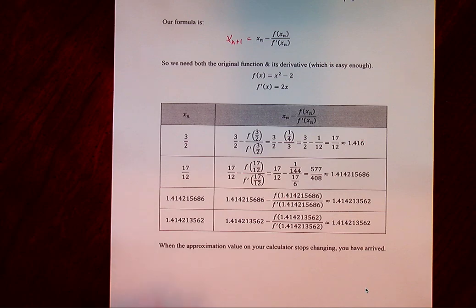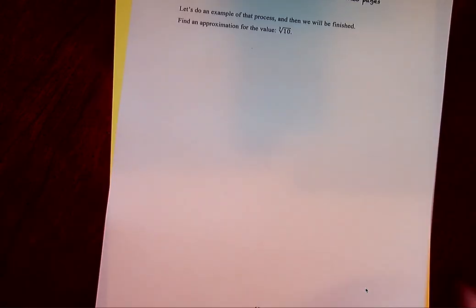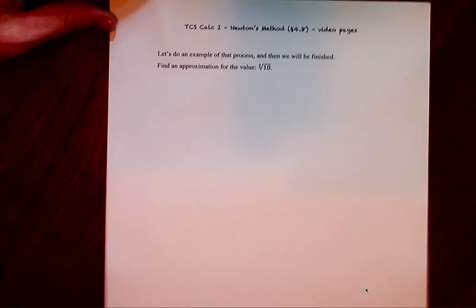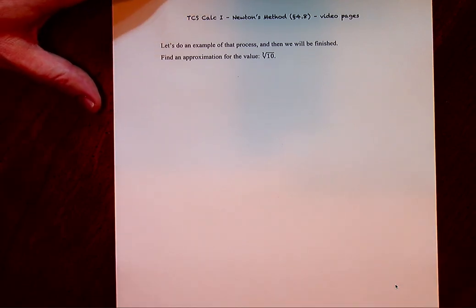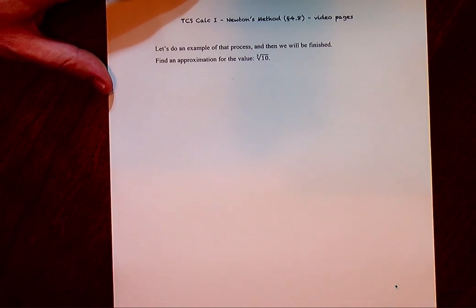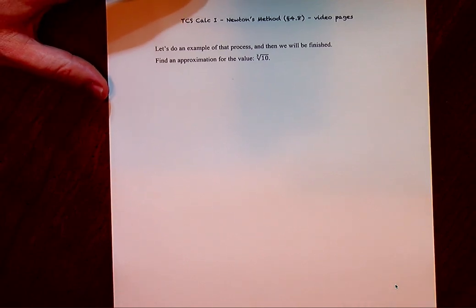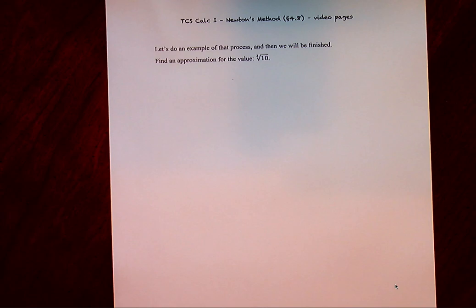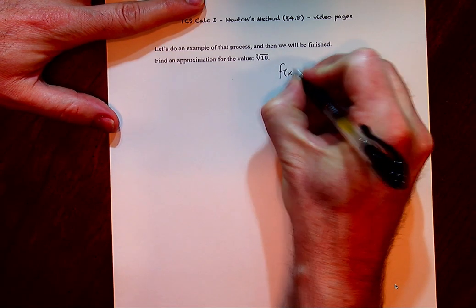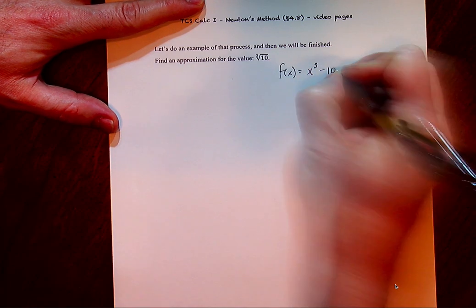Now, what we're going to do now is another example, one that's a little less straightforward and intuitive. We're going to be finding an approximation for the cube root of 10. If we're looking for the cube root of 10, obviously that's not something that you know off the top of your head. But you do know that the cube root of 8 is 2, so it's probably just a little more than 2. I need to identify a function that is going to give me the cube root of 10 as a 0. And that means f of x is equal to x cubed minus 10.